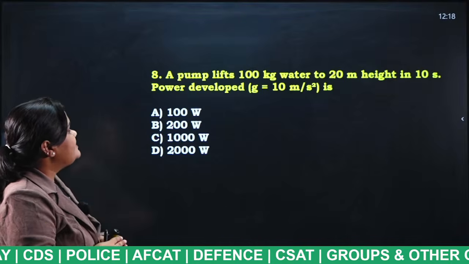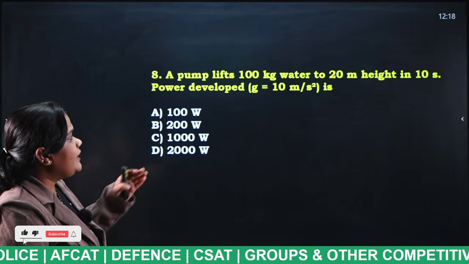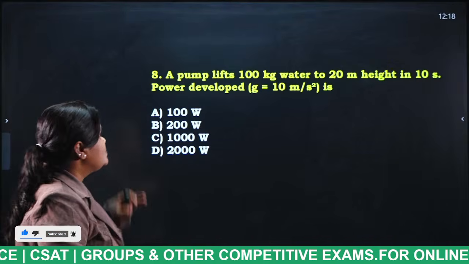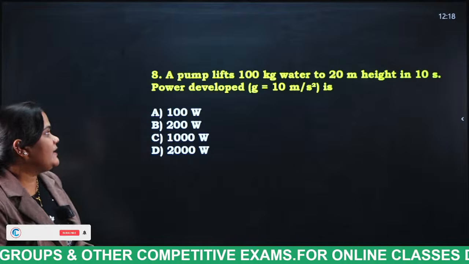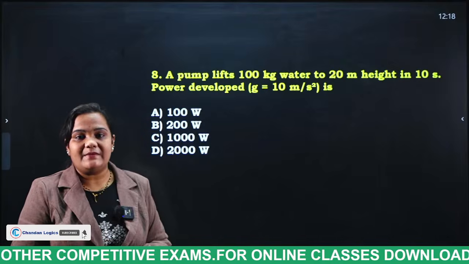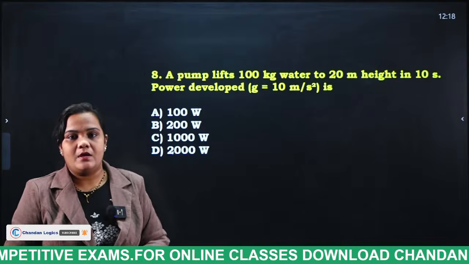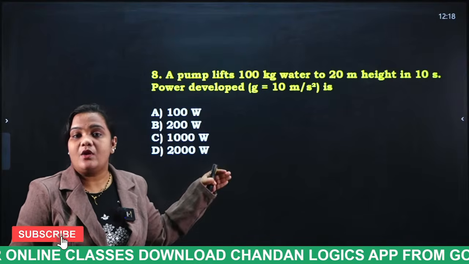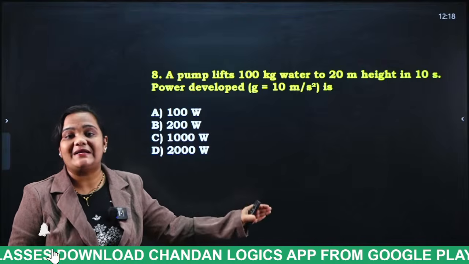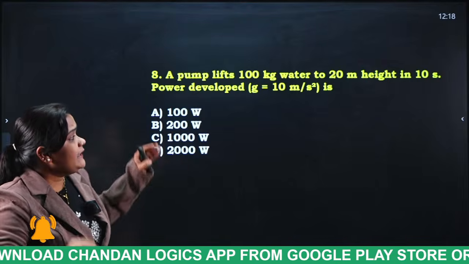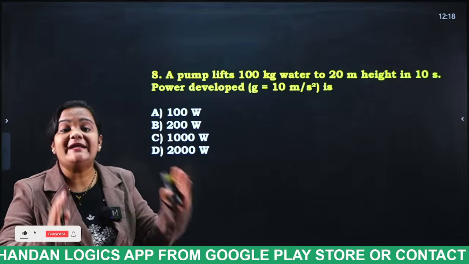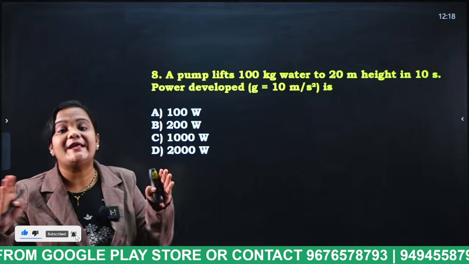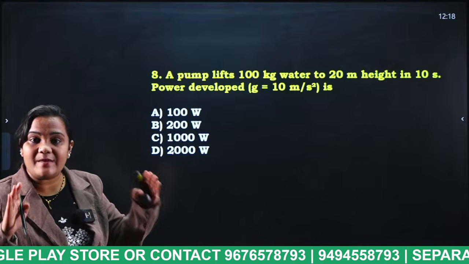A pump lifts 100 kg of water to a 20 meter height in 10 seconds. Power developed is? So what is the power developed? Try to solve the answer. Power developed is nothing but work done over time. Now, at first we have to find the work done. If the height is given in the question, we have to assume that the work done is nothing but potential energy. At first we have to find the potential energy.